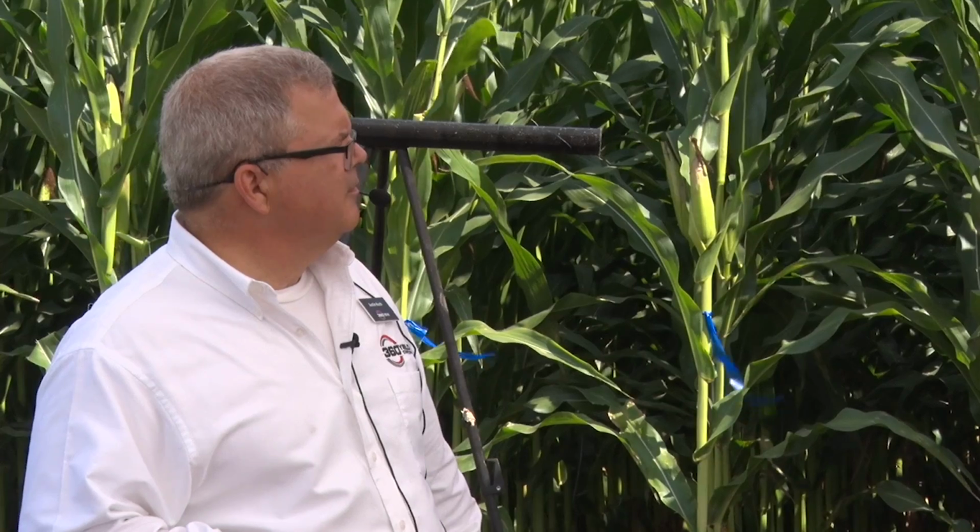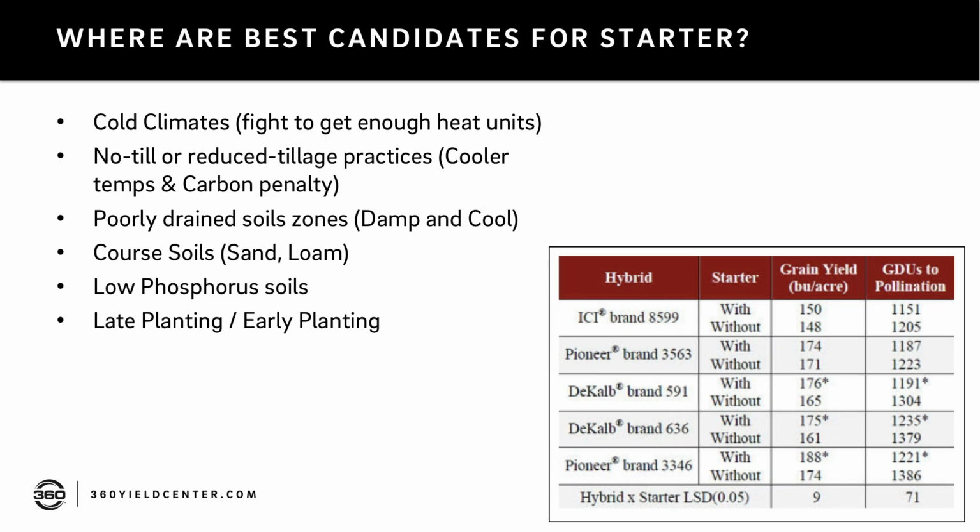Okay? So trending wise, where you typically see starter fertilizer used more than not, you'll find it used more in the northern part of the Corn Belt than you'll see it in the southern part of the Corn Belt. You'll see it used more in no-till practices than you will in conventional till practices. And you'll see it in poorly drained soils more than you will in well-drained soils. Okay? Trending-wise, that's where you're more likely to see it.